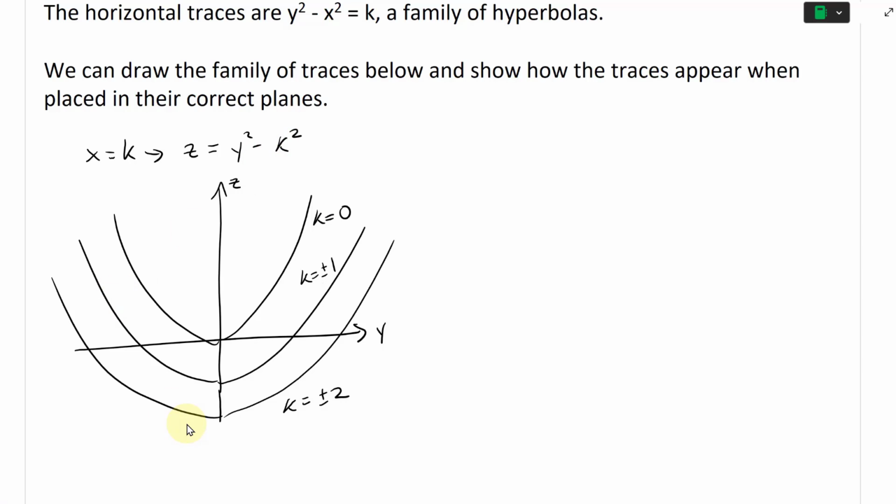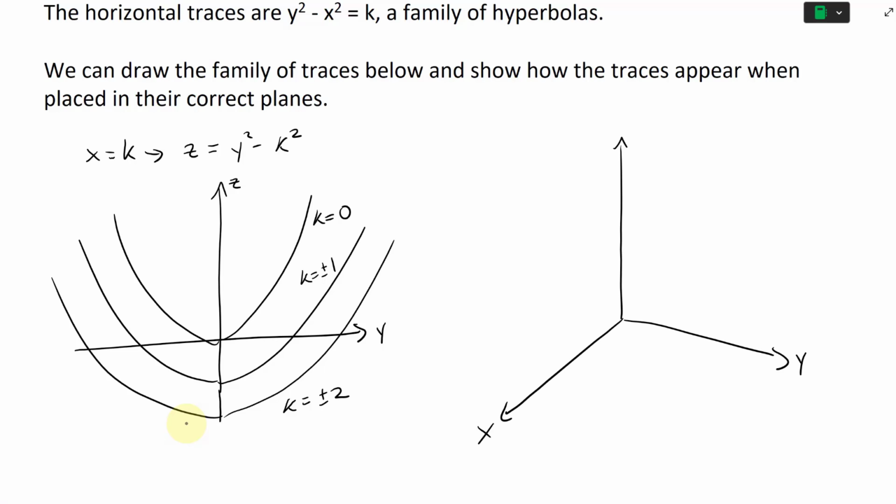And so now, if we do this in 3D, this is the y equals k plane. In 3D, this is going to be the hardest part. So I'll just draw the z-axis and the y-axis here, and this is the x-axis. We have to visualize everything in 3D.